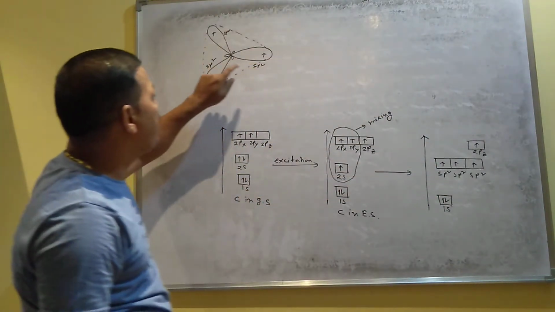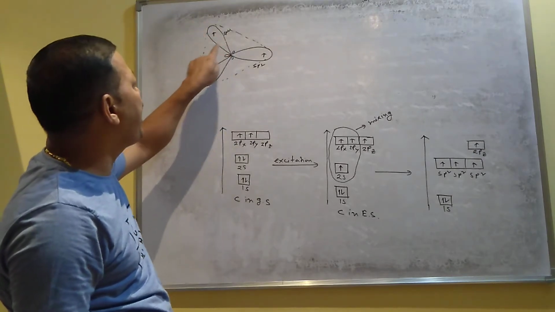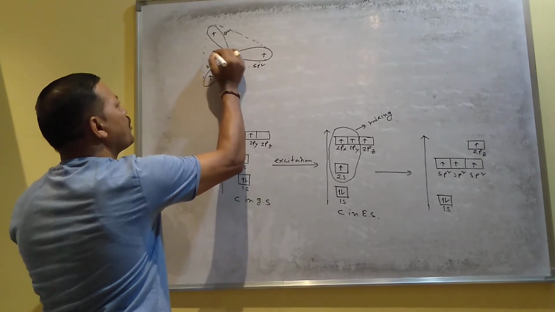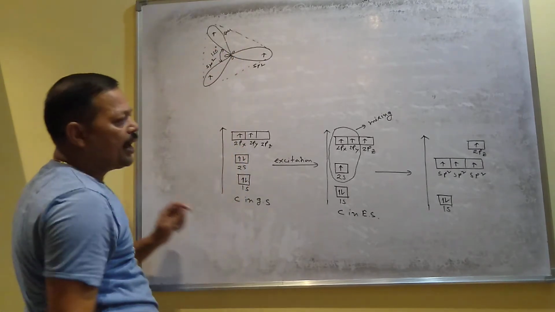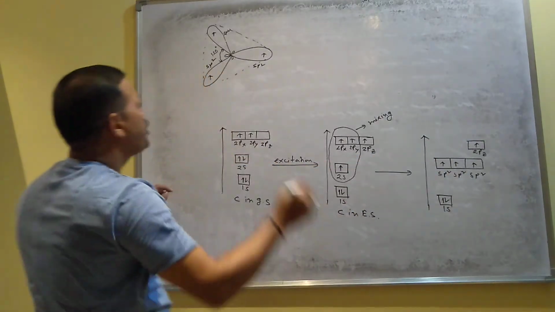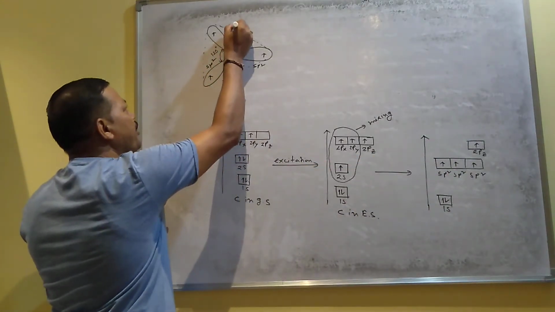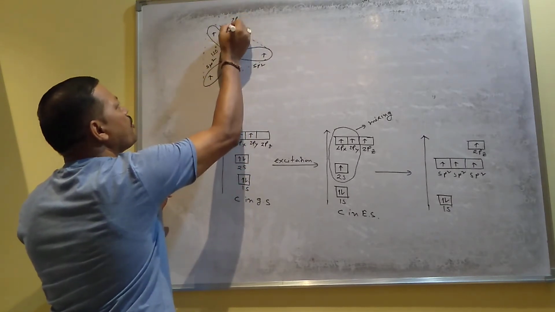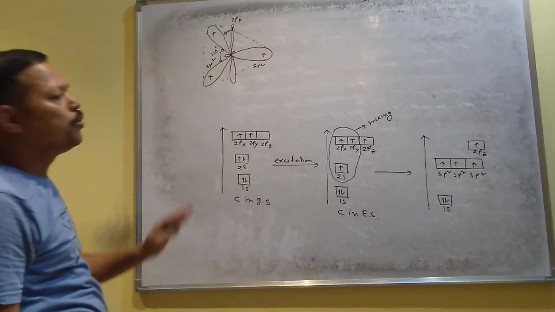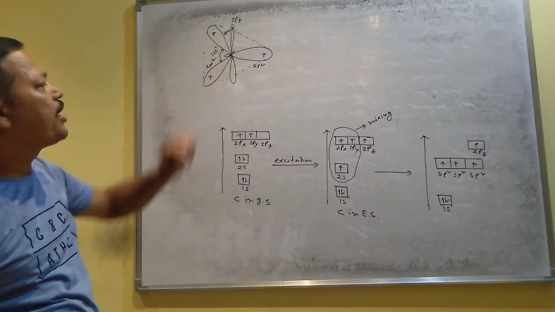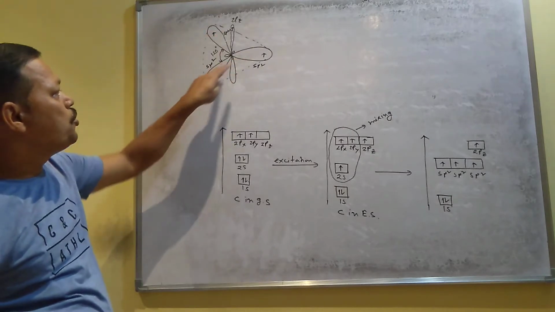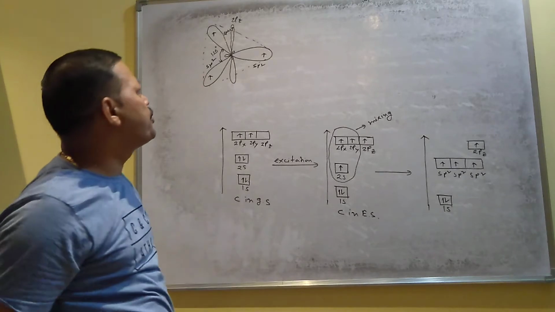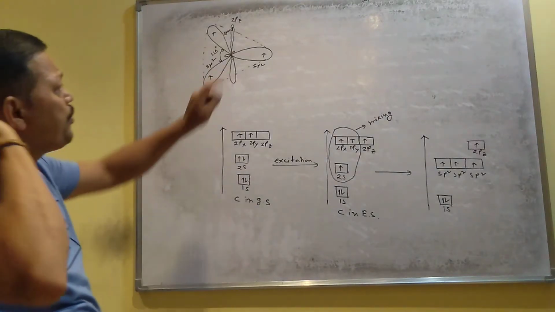They are trigonally arranged with an angle of 120 degree. Here every angle is 120 degree. And this unhybridized 2pz will lie perpendicular to the plane. This is your 2pz orbital. It also carries one electron, which is present perpendicular to the triangular plane. So the sp2 orbitals are present in the plane, and this 2pz is perpendicular to the plane. This is your unhybridized orbital.